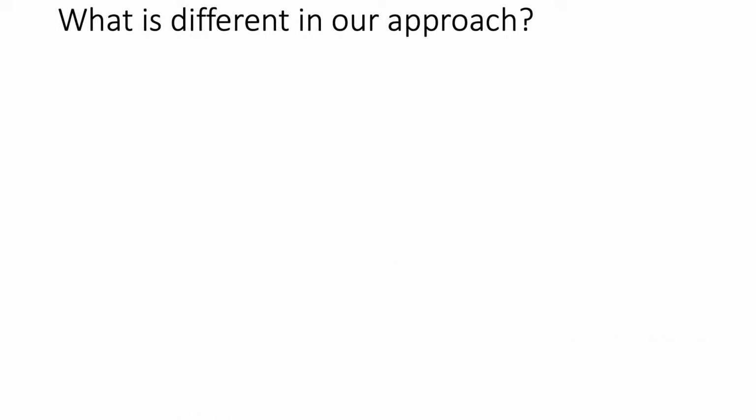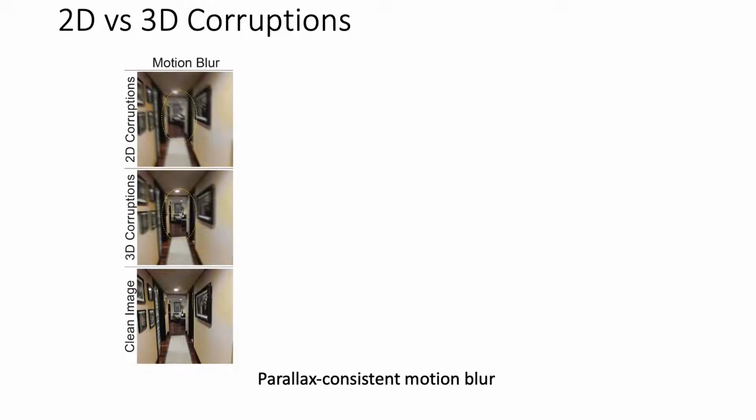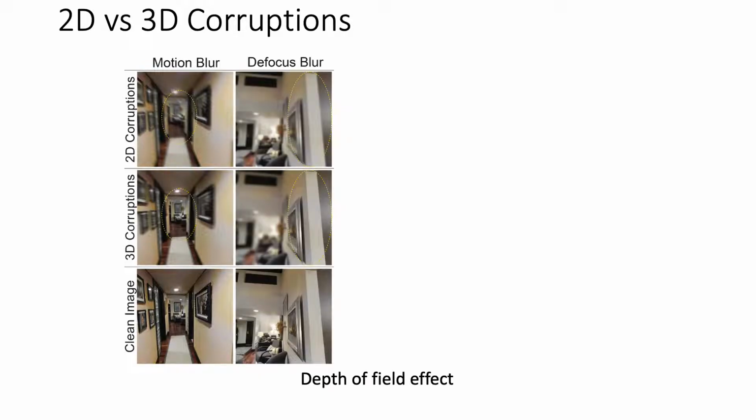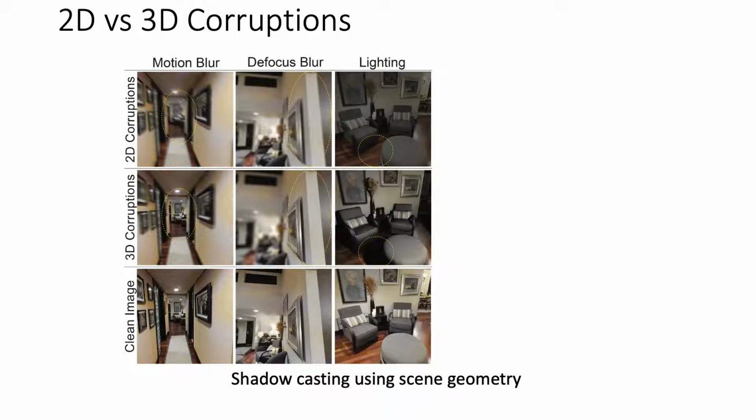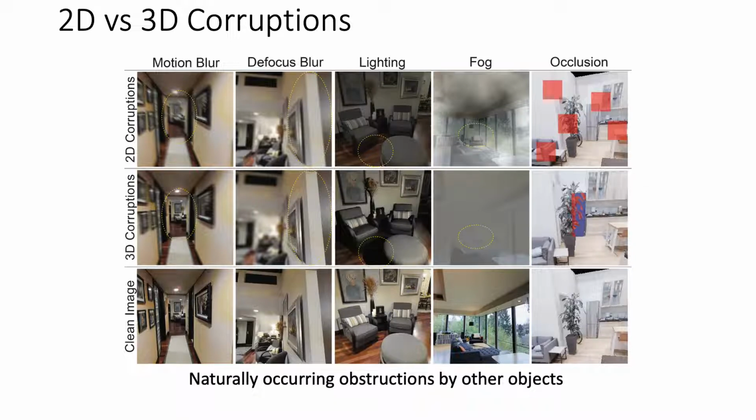In our work, we consider a different approach. Unlike 2DCC, we use 3D information to generate corruptions. As we will show, this results in more realistic corruptions. Now let's look at the differences closer. 3D corruptions obey parallax when generating motion blur. They can change scene depth of field and perform non-uniform blurring. Illumination changes take scene geometry into account. They also generate more realistic fog, which gets denser with more distance. Occlusions also occur naturally, in contrast to 2D patches.